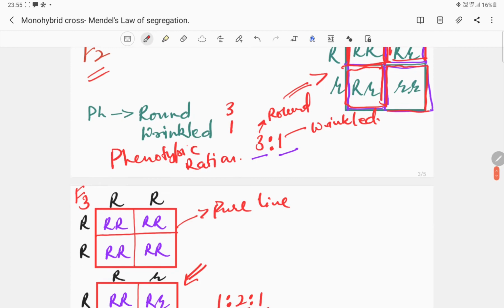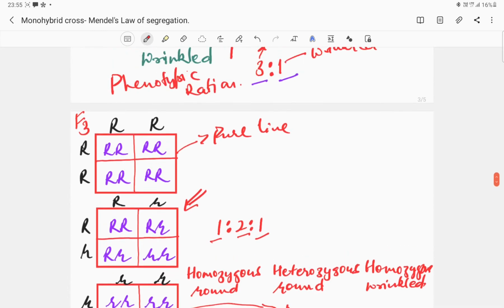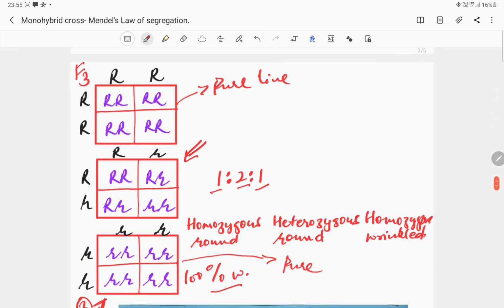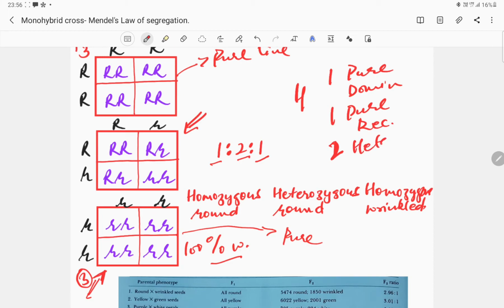But when he further analyzed it, he came to a certain conclusion. He said, well, there is something strange about 3:1. This 3:1 is the phenotypic ratio, but out of all the 4 outcomes, 1 was a pure line for the dominant trait, 1 was a pure line for the recessive trait, and 2 parts out of 4 were heterozygous. I hope this much is a little bit clear to you, and then let us proceed further.